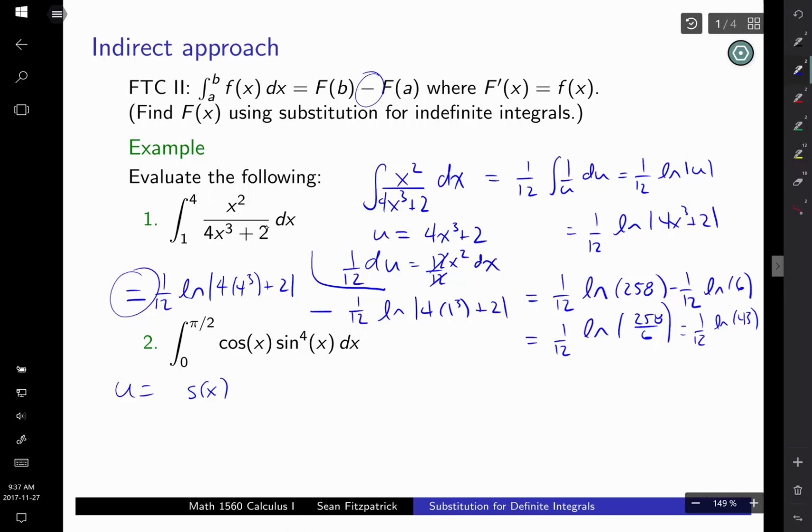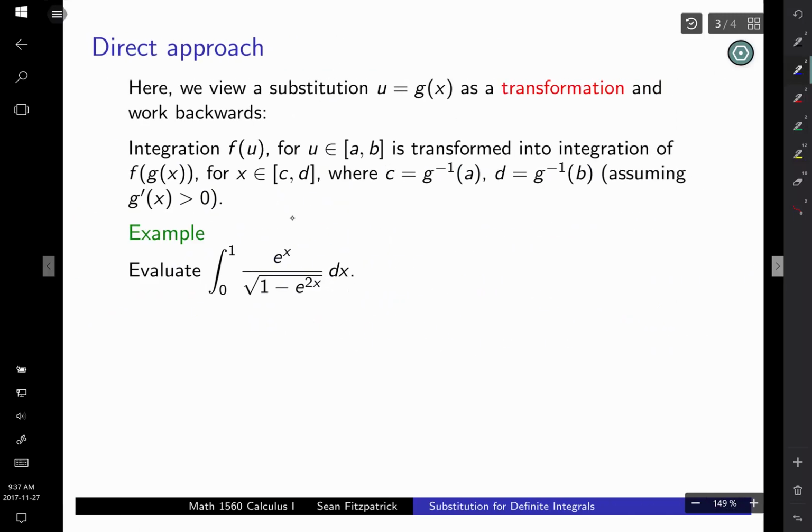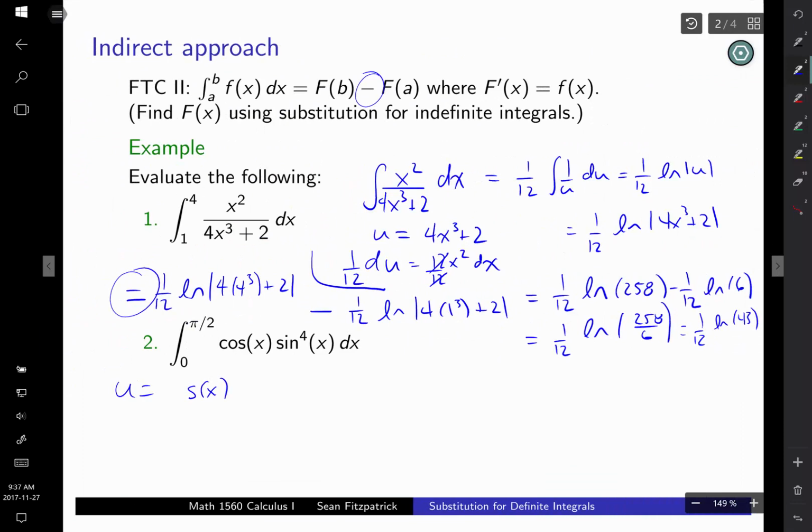Getting ahead of myself. Okay, we'll do it this way. What's going on here? Okay, now it's working again.